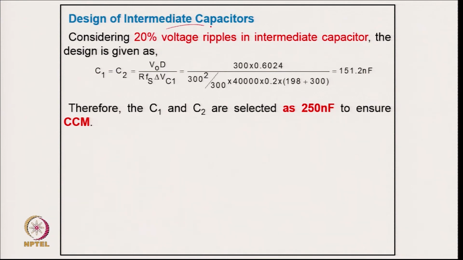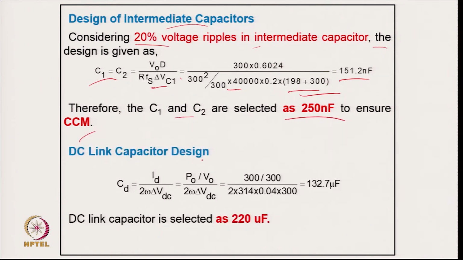Now, coming to the design of the intermediate capacitor, considering 20% voltage ripple in the intermediate capacitor, the design gives C1, C2, and the voltage across this capacitor is the sum of the input and output voltage. Putting in all the values, it comes to 151.2 nanofarad. To make sure that the ripple is always less than this, we select C1, C2 as 250 nanofarad, higher than this value.